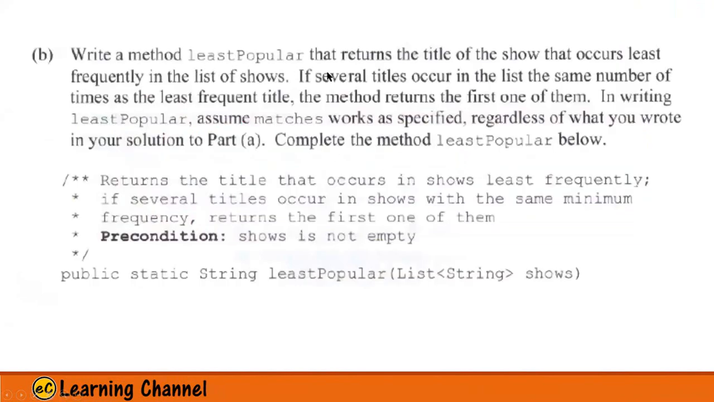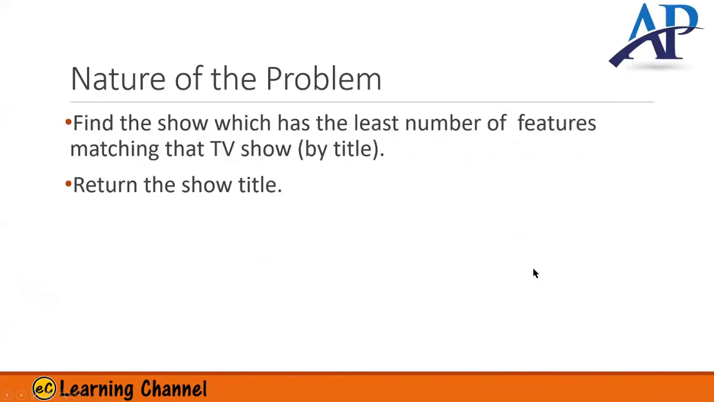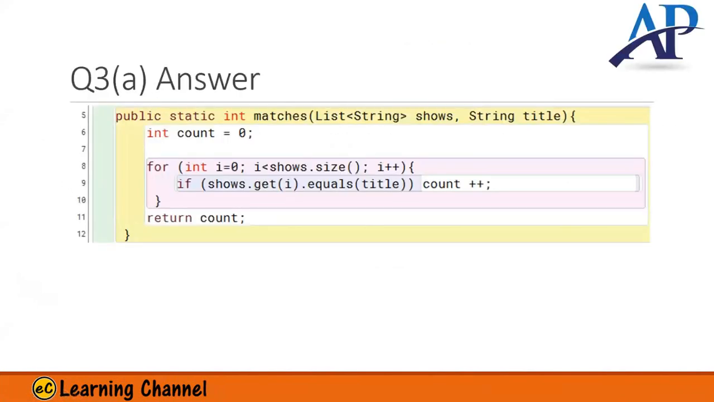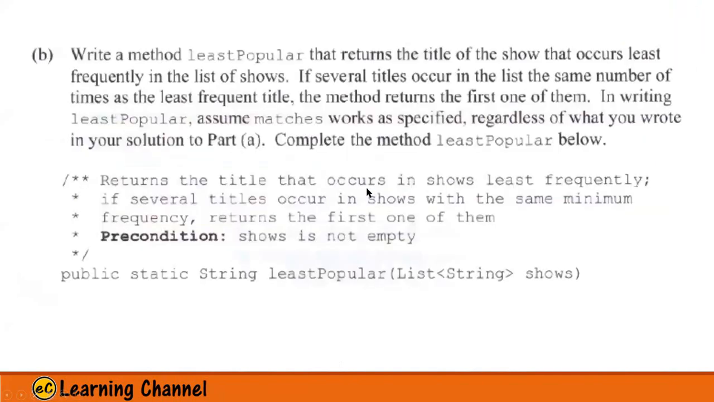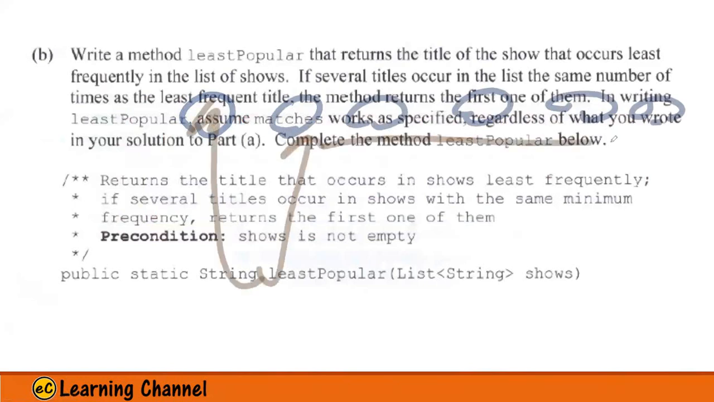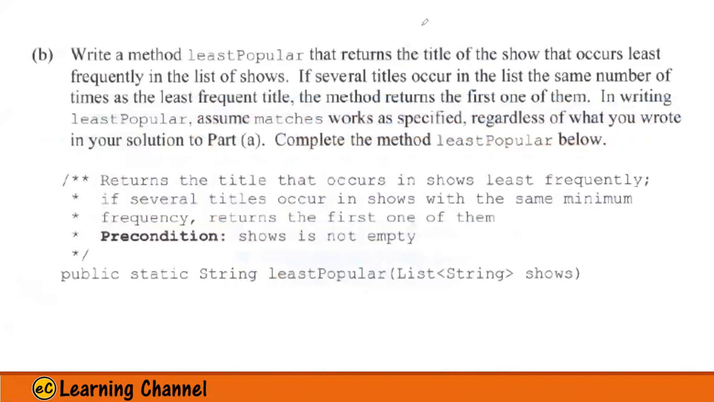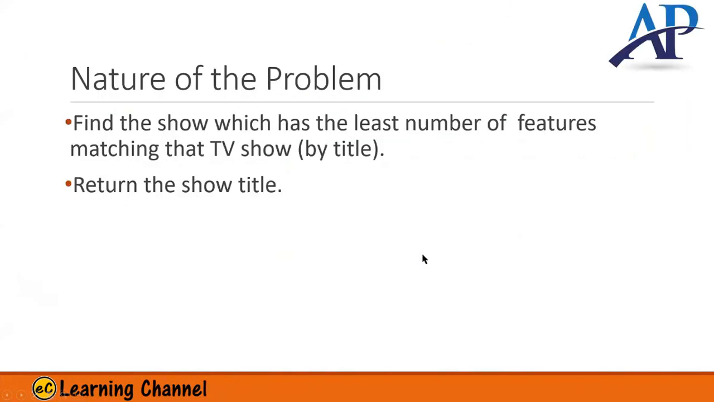And the least popular one, we actually will traverse through the list of shows, and that one has this number of matches with other TV shows. So each time, we already have a show list, and then we pick one out and compare it with everybody else. See how many match. If there's no other match, then it's the least popular one. If it is the lowest number, it's the least popular one.